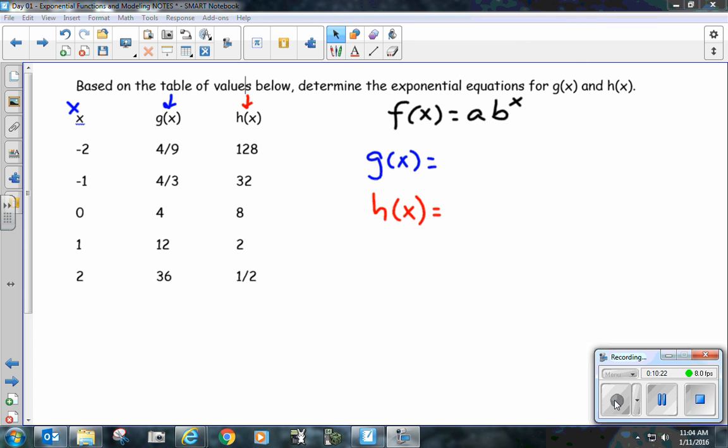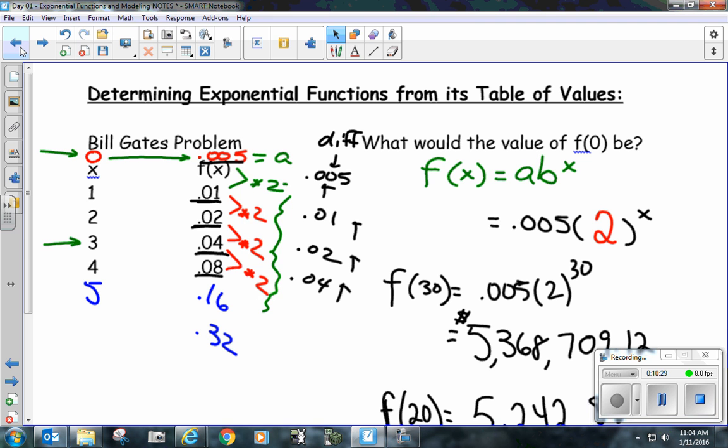How do I find the a value here? How do you think I find the a value? Think back to this Bill Gates problem here. How do we find the a value?